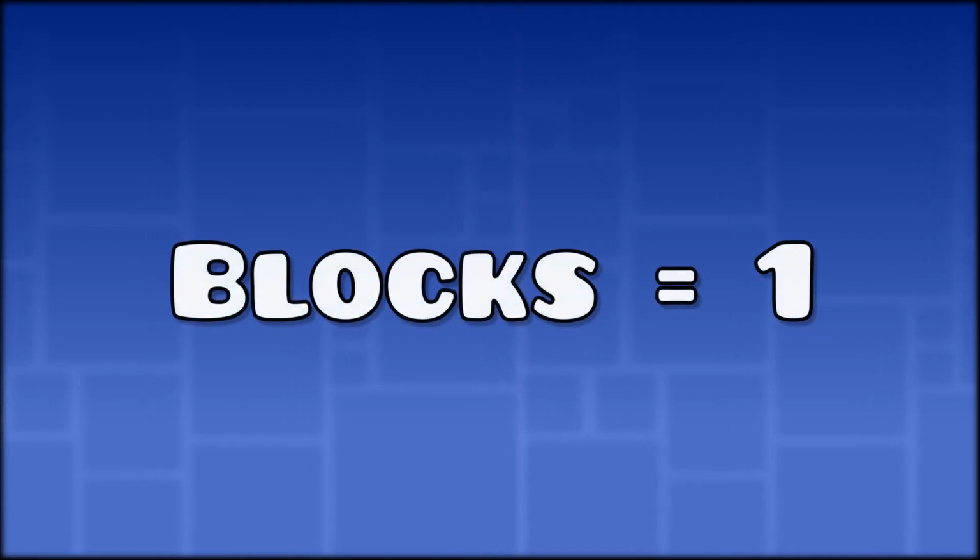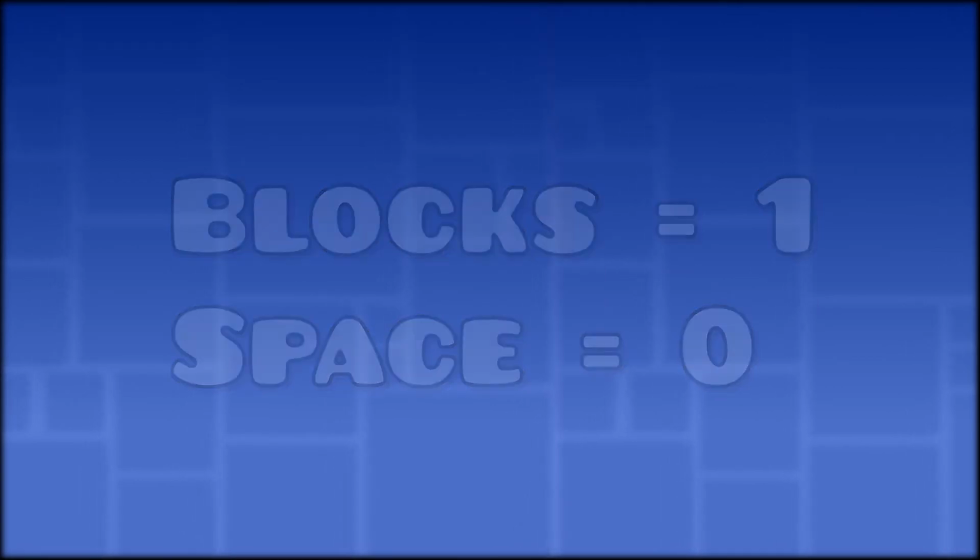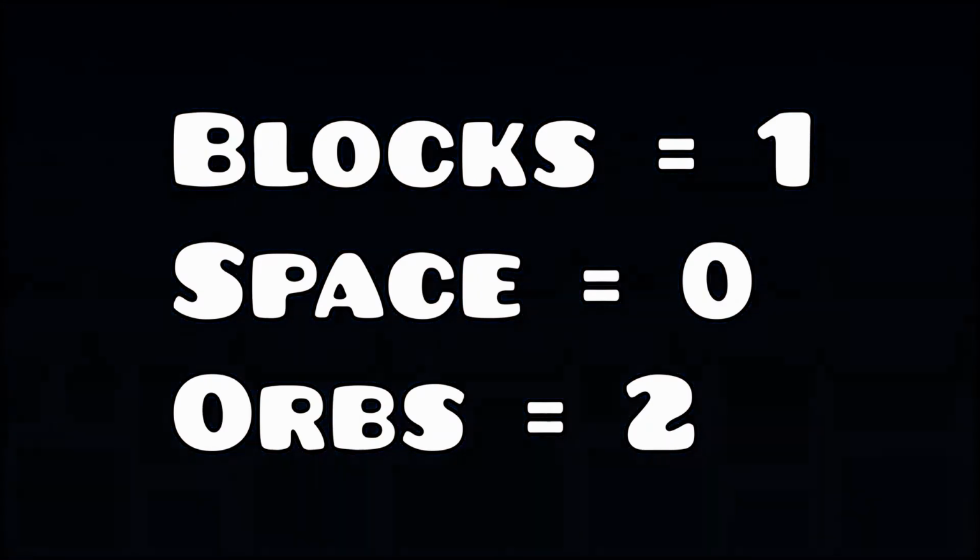When the program creates a chunk, the specific objects are represented by a number. For example, blocks are represented by a 1, an empty space is represented by a 0, and an orb is represented by a 2. You might be wondering, well, where are the spikes? And don't worry, I will get to that later. So an example chunk would be 1110012. This chunk would look like this.